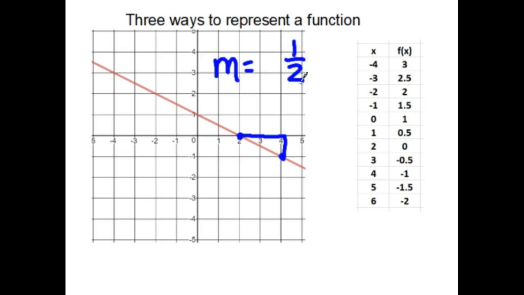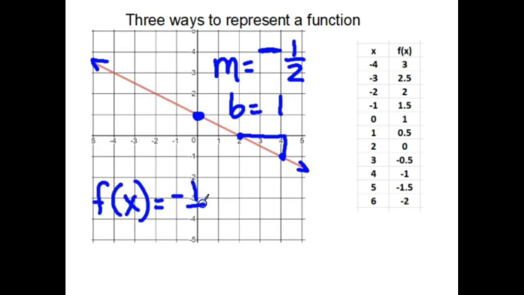Do you know what else I need there? I'm getting there, but before that, this line is what kind of line? Isn't it going down? So it needs a negative slope. Do you remember that part? Okay, what's the y-intercept here? And so in function notation, the equation would be negative 1/2 x plus 1. So we have our graph, we have our table, we have our equation. 3 different ways we can write the function.